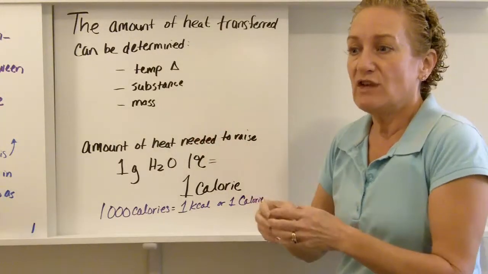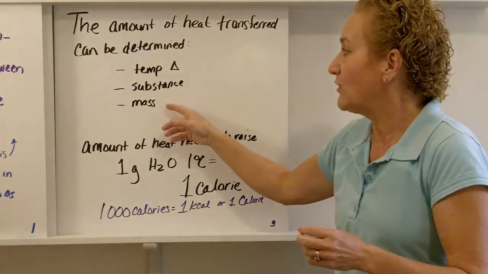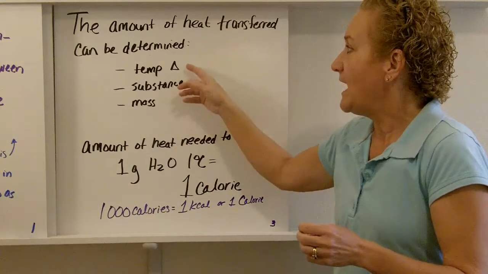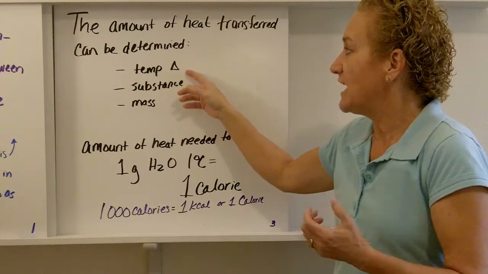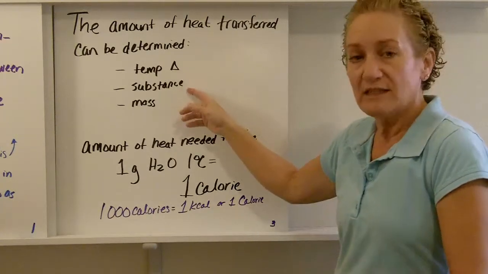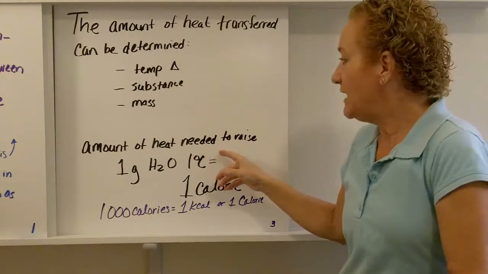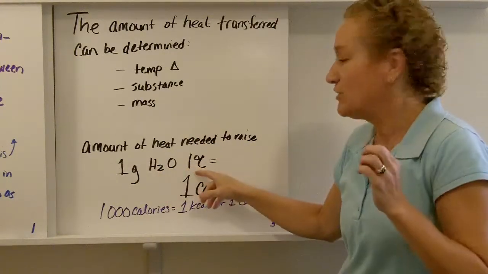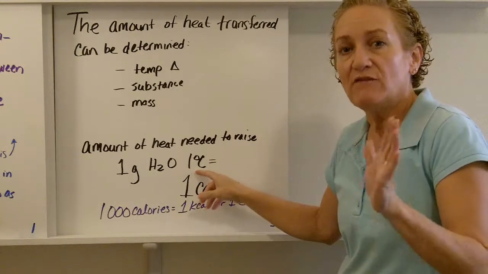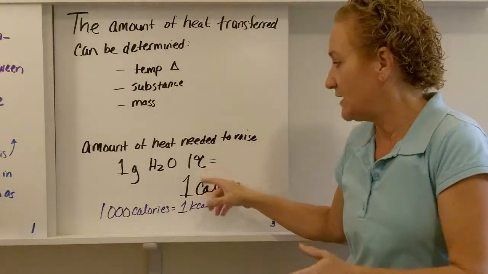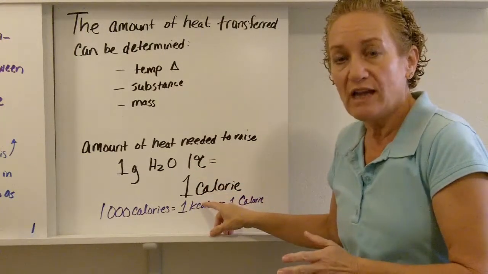Likewise, if we transfer heat, let's say we have 5 grams of water and 5 grams of iron, and they both change the same temperature, now the difference is the substance, and that's going to make a difference too. The amount of heat needed to raise 1 gram of water 1 degree Celsius, specifically from 3 degrees Celsius to 4 degrees Celsius, is how we define 1 calorie.